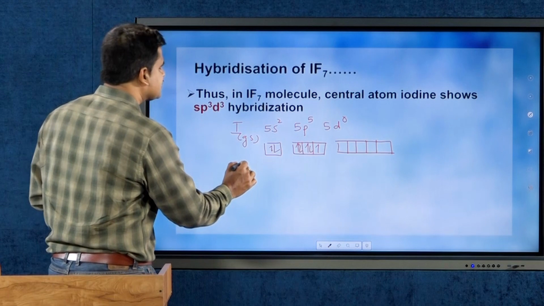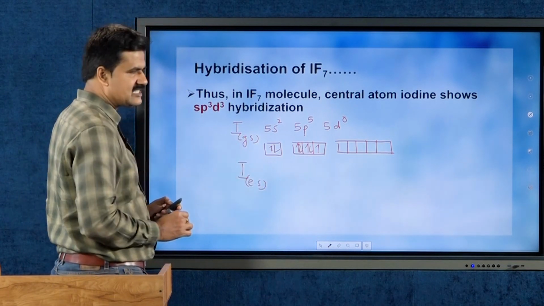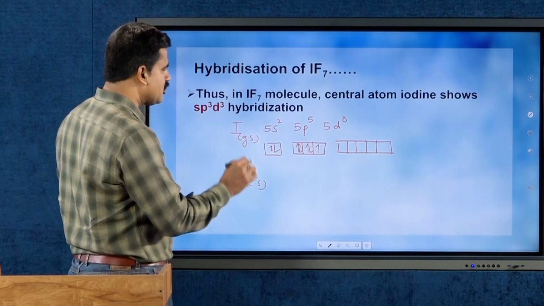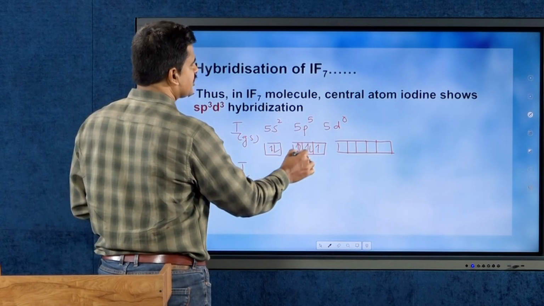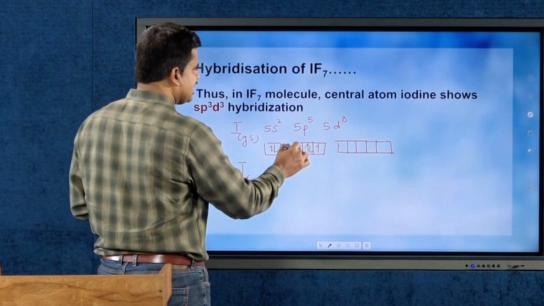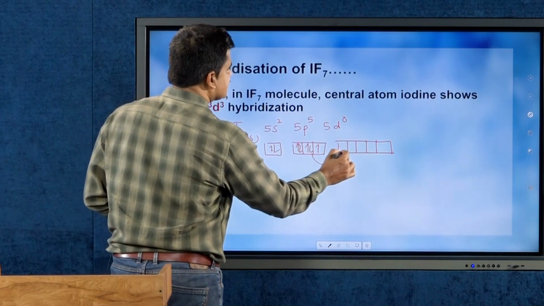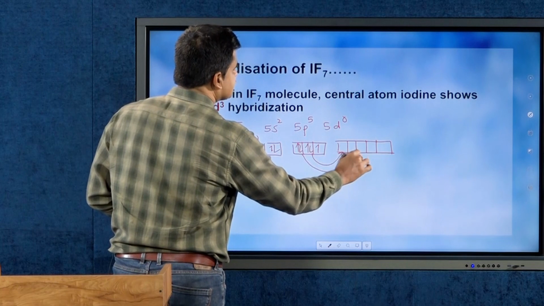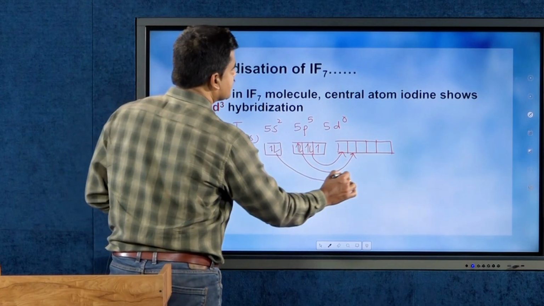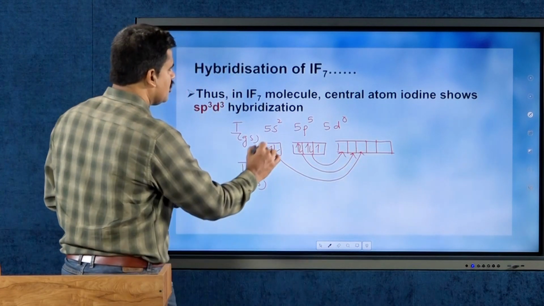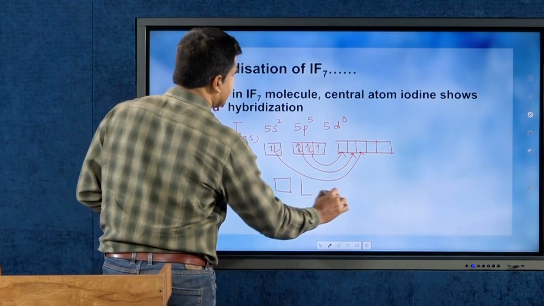And what happens in the excited state? So now I am representing iodine in the excited state. In the excited state, it should be noted that the paired electrons present in 5p orbitals are excited to the 5d. So this electron is excited, this electron is also excited to 5d, and there is one more in 5s which is already paired, that electron is also excited to 5d. So in the excited state arrangement, iodine can be represented like this.